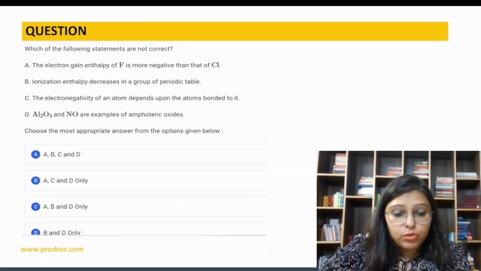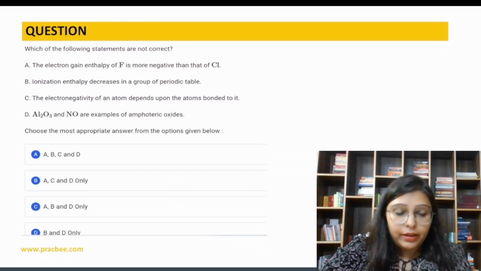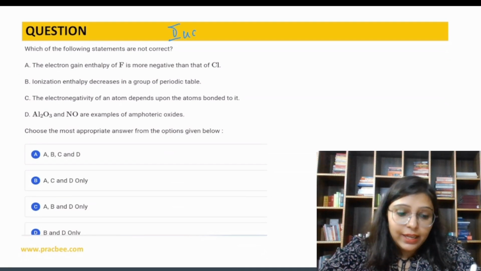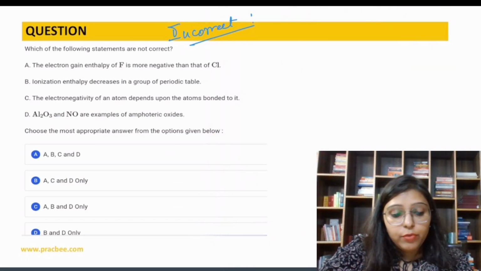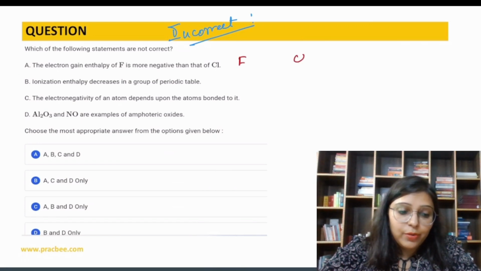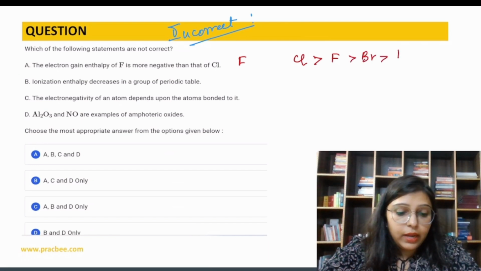Okay, now let's do the next question. Which of the following statements are not correct? It means we have to find out the incorrect statements. So let's do it. The electron gain enthalpy of fluorine is more negative than that of chlorine. No, this is false, because chlorine's electron gain enthalpy is more than fluorine's. Third period. So chlorine, fluorine, then bromine, then iodine.